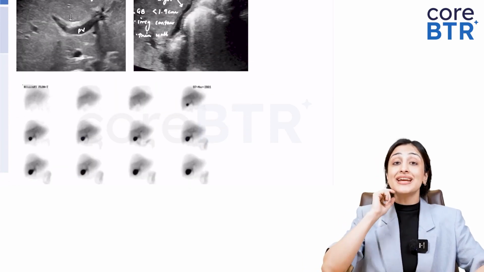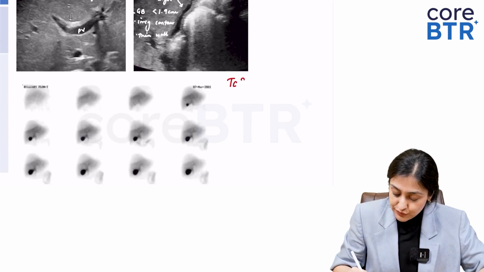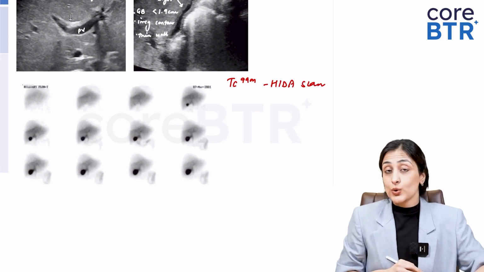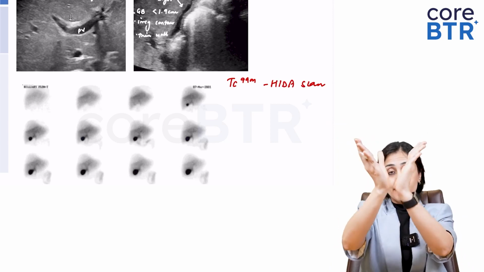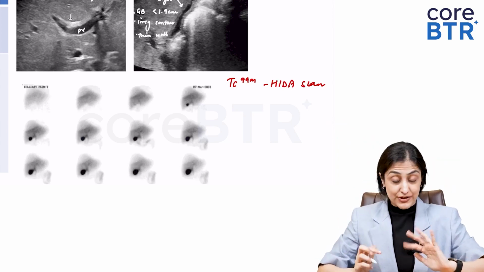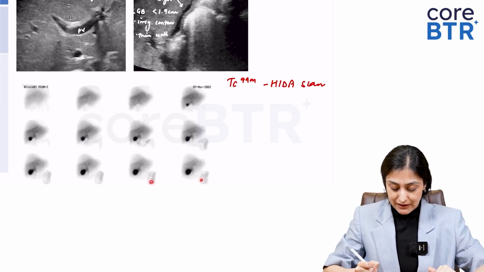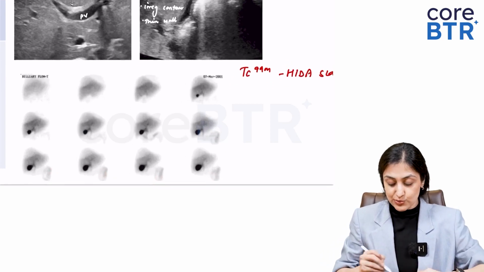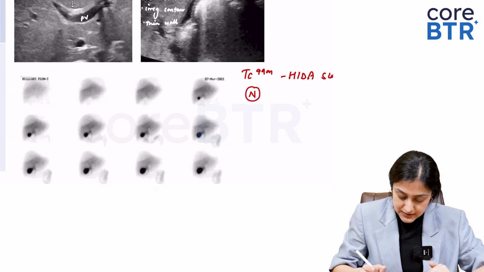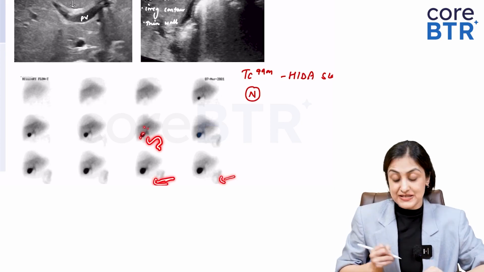Then let's talk about HIDA. What am I trying to look for in a technetium-99m HIDA scan? HIDA is just like bilirubin. Bilirubin will come from the liver, go into the gallbladder and then go into the bowel, right? So I am supposed to see the bowel loop. This is a normal HIDA scan, where you can see the gallbladder, the bile duct, and you can see the bowel getting opacified.